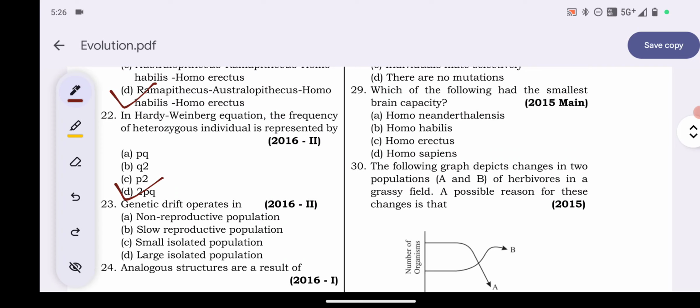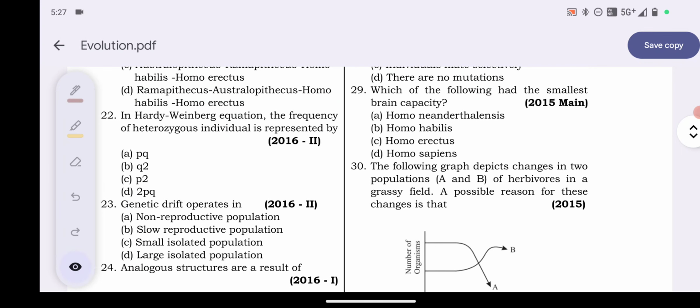Question number 23. Genetic drift operates in: option A, non-reproductive population; option B, slow reproductive population; option C, small isolated population; and option D, large isolated population. Genetic drift operates in option C, small isolated population. Explanation: in a small isolated population, genetic drift occurs. Genetic drift is defined as a change in allele or gene frequency in a small population that occurs by chance.